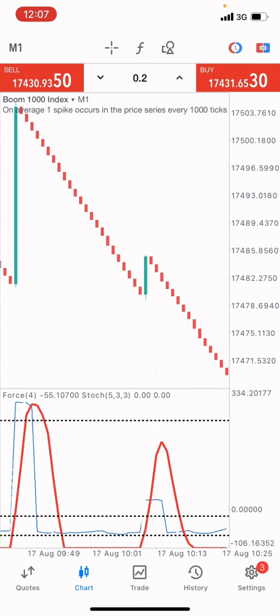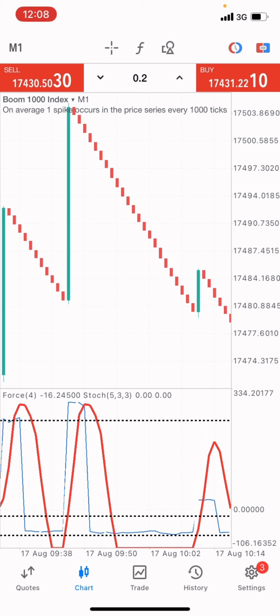In this video, I'm going to share with you guys a strategy that you can use to grow your smaller accounts on Boom 1000 index. You can use this strategy to catch spikes, and you can also use it to scalp the market. So I'm going to call it a spike catching strategy to grow your smaller accounts, and also a scalping strategy.